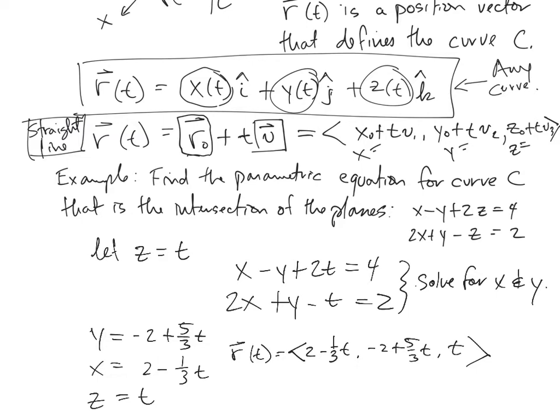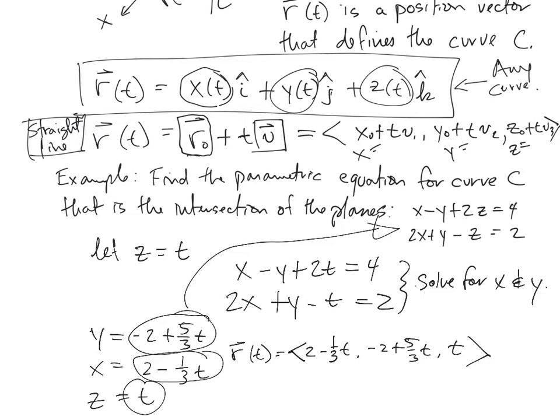Okay? If you want to see if you made any errors, you can check by just putting these values for x, y, and z back into both of these plane equations and make sure that they satisfy those two plane equations. If they didn't, then you made an algebraic error somewhere. You can always go back and check. Okay? Any questions about that one?